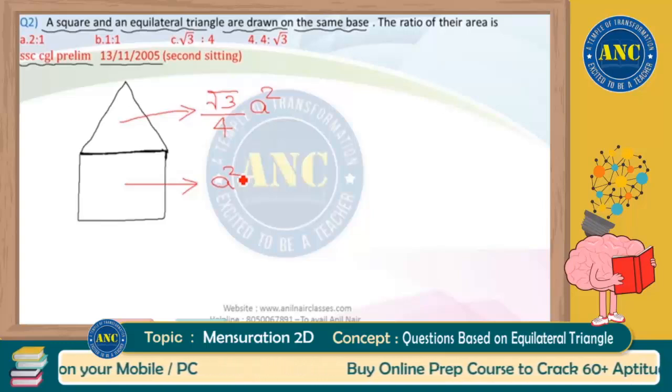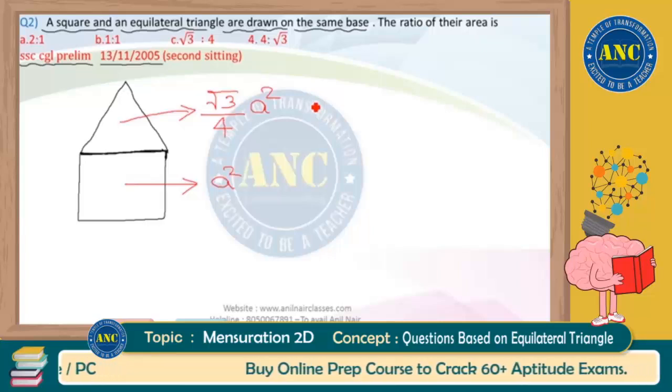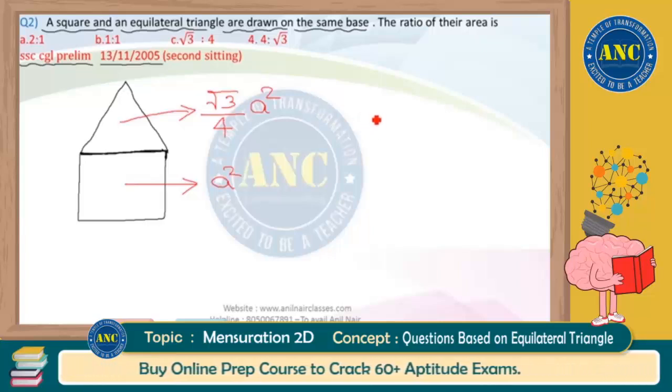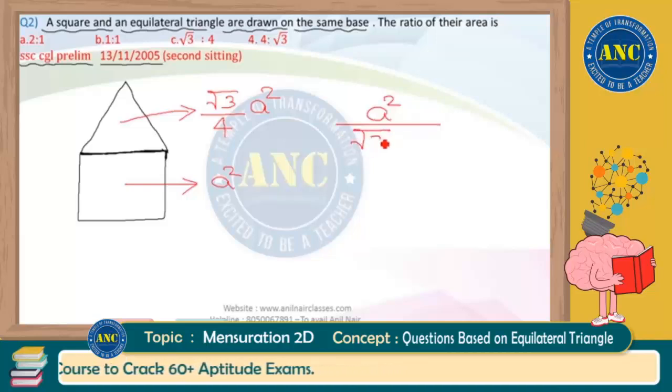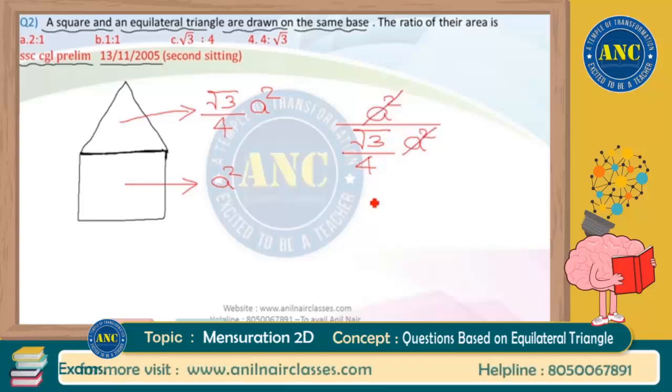That means they are asking for the ratio of the area of the square and the area of the equilateral triangle. That means the ratio between a square and root 3 by 4 a square. The a square cancels with a square. So it is 1 divided by root 3 by 4, or 4 divided by root 3, or 4 is to root 3, which is nothing but my fourth option. The answer for the second question is the fourth option.